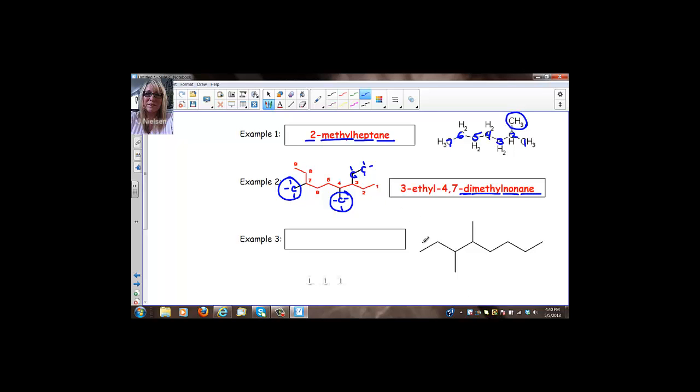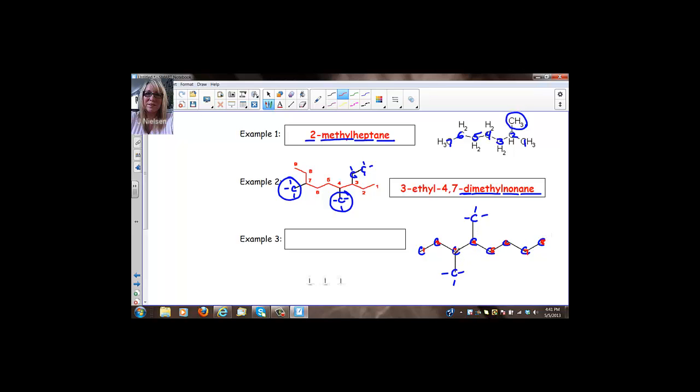All right, and this third example, and guys, you won't get ones that look like this on the test. So let's see what we have. So this is a C, this is a C, this is a C, C, C, C, C, C. You've also got a CH3 here and a CH3 here. So in this one, it would be better to number from left to right, because this is going to be 1, 2, 3, 4, 5, 6, 7, 8.